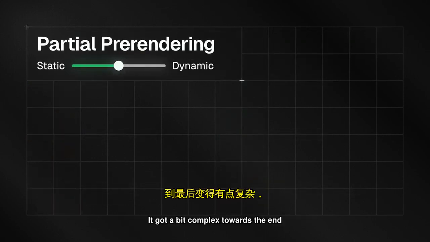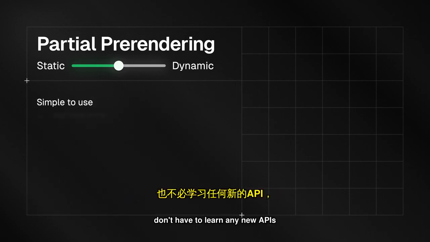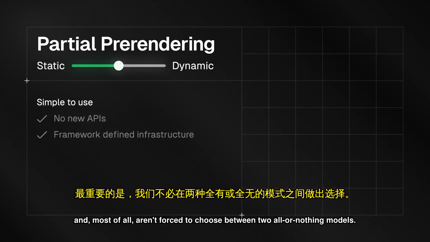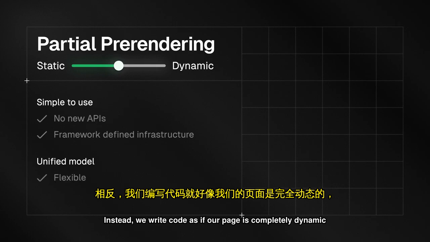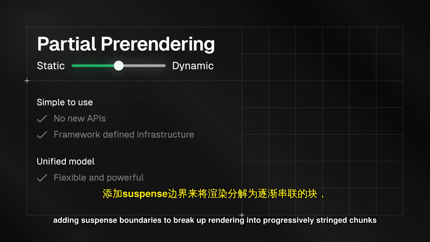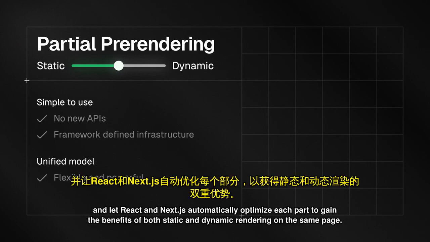It got a bit complex towards the end, but the good news is we don't have to deeply understand how it works. Don't have to learn any new APIs, don't have to think about infrastructure concerns up front. And, most of all, aren't forced to choose between two all-or-nothing models. Instead, we write code as if our page is completely dynamic, using runtime APIs and uncached data requests as needed, adding suspense boundaries to break up rendering into progressively streamed chunks, and let React and Next.js automatically optimize each part to gain the benefits of both static and dynamic rendering on the same page.